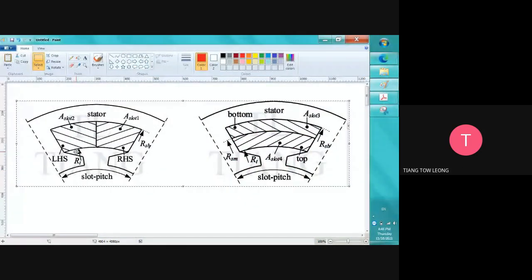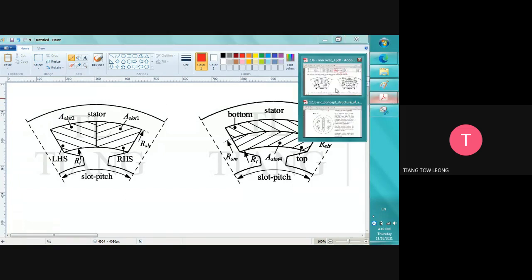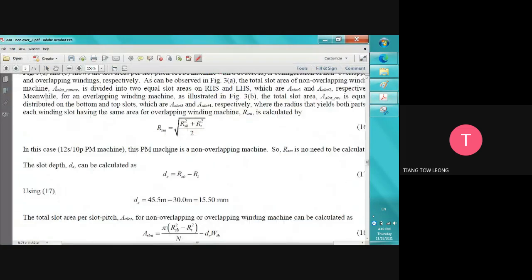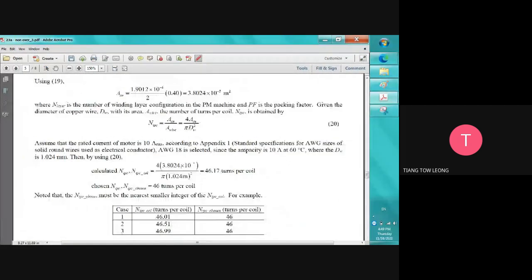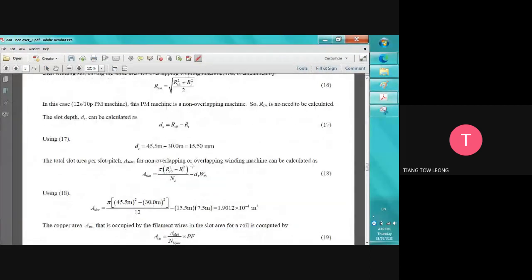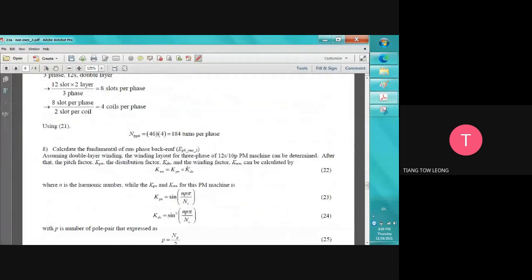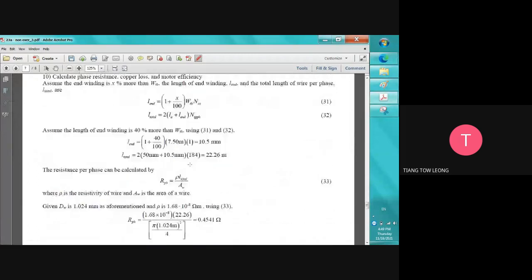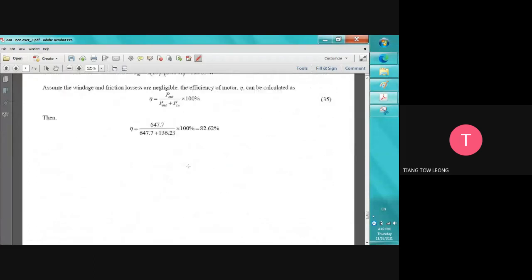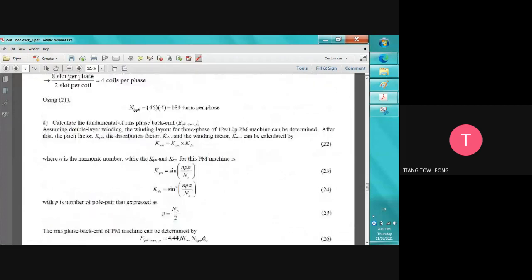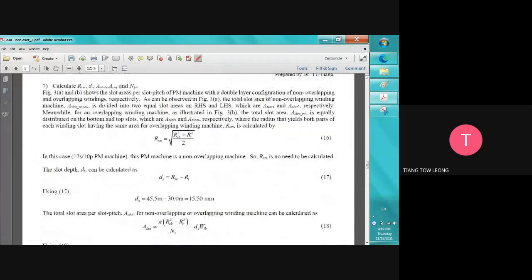I'll proceed. So after that, we need to calculate the other parameters. I mean, we need to know what the wire is that we need to put. Let me think, how many things do we need to go through? Oh, a lot of things. Maybe this will be for the next class.